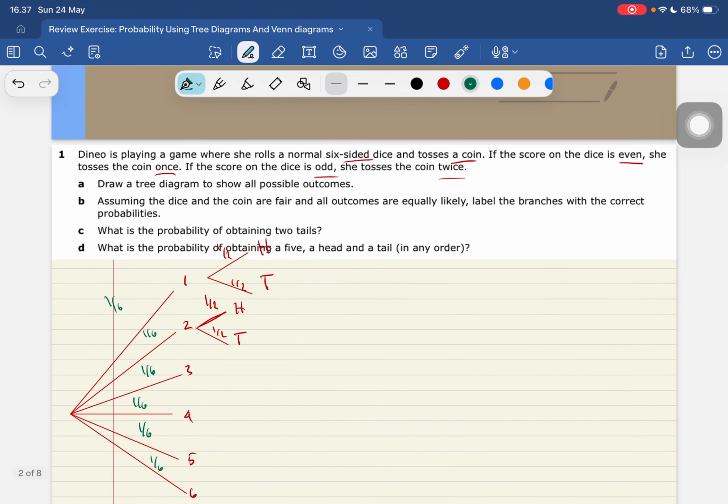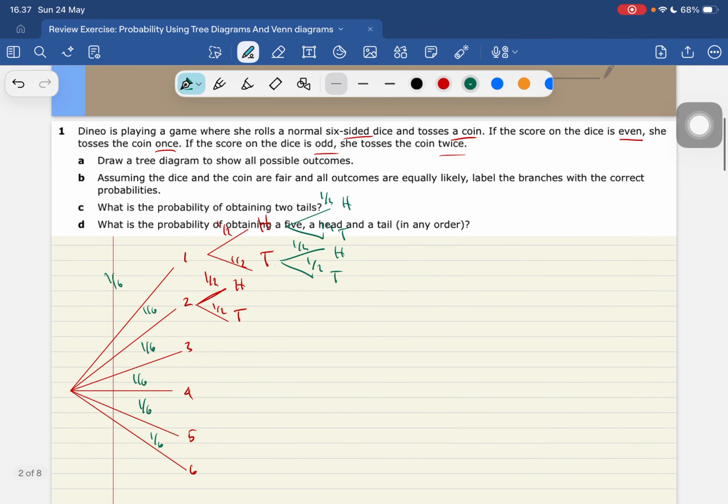So here is odd, we will add again, head and tail, 1/2, 1/2. Here also again, head and tail, 1/2, 1/2. This one is even, so we stop. Continue for odd, we've got head and tail, 1/2, 1/2. As this is odd, she tosses the coin twice, so she tosses again, head and tail, 1/2, 1/2. We toss again, 1/2, 1/2, head and tail.